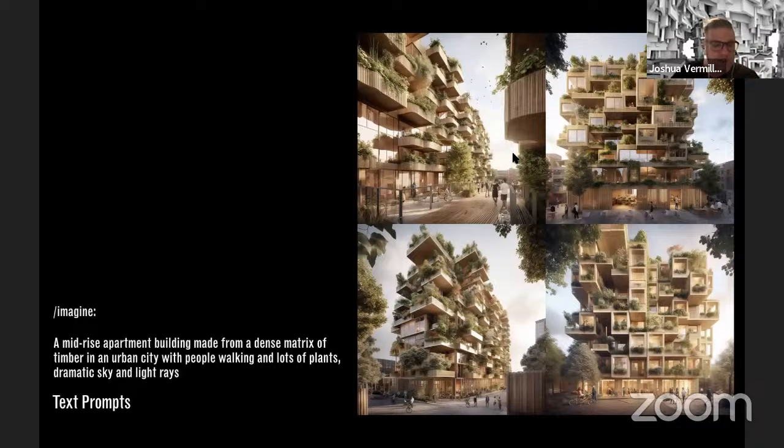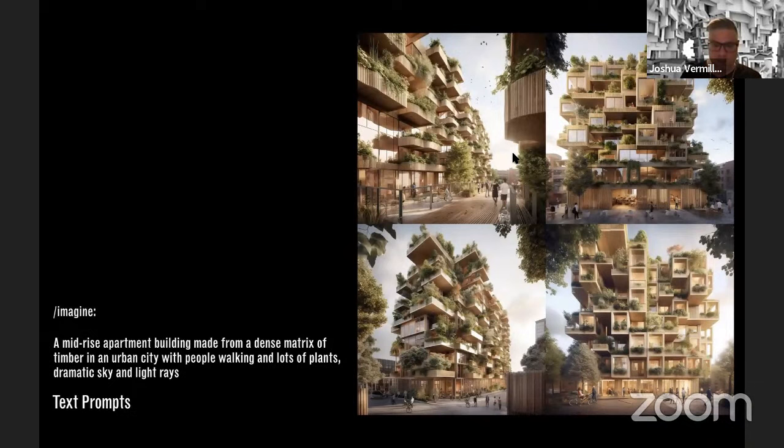It's a mid-rise apartment building. There's lots of push and pull, almost like the form is derived from a Jenga set or a dense matrix of timber. And then it actually added cyclists, humans, pedestrians, plants along the building, plants at street, et cetera, right? And then again, you can always talk about setting, dramatic sky, light rays, anything else that you want to add, the ambiance, the atmospherics, et cetera, right? So that's just a basic text prompt for MidJourney.